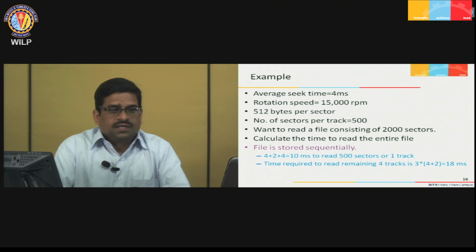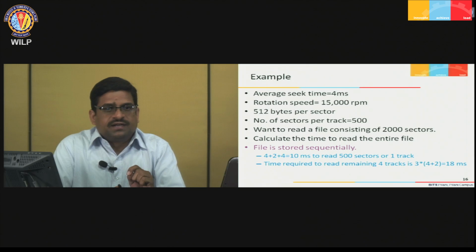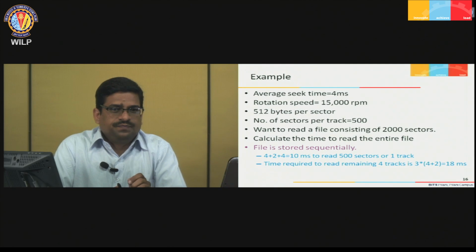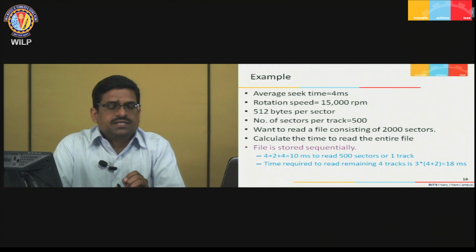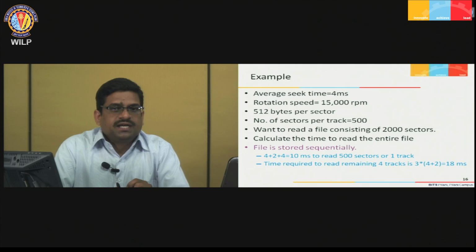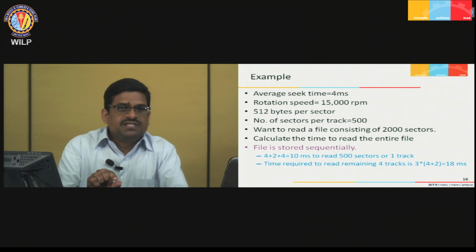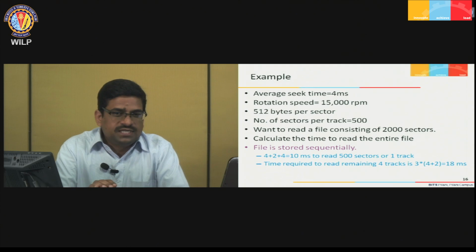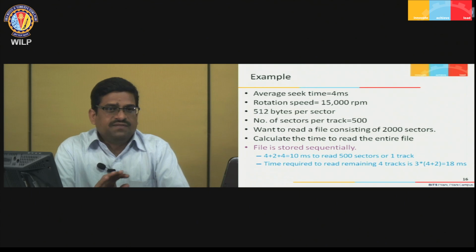Why? Because moving from one track to another adjacent track, the time will be negligible. Track number 5 to, let us say, track number 6, it is a negligible time. So that is why that is not considered for reading the next track. So that is the advantage we are getting when the file is stored sequentially. The seek time will not come in a picture.